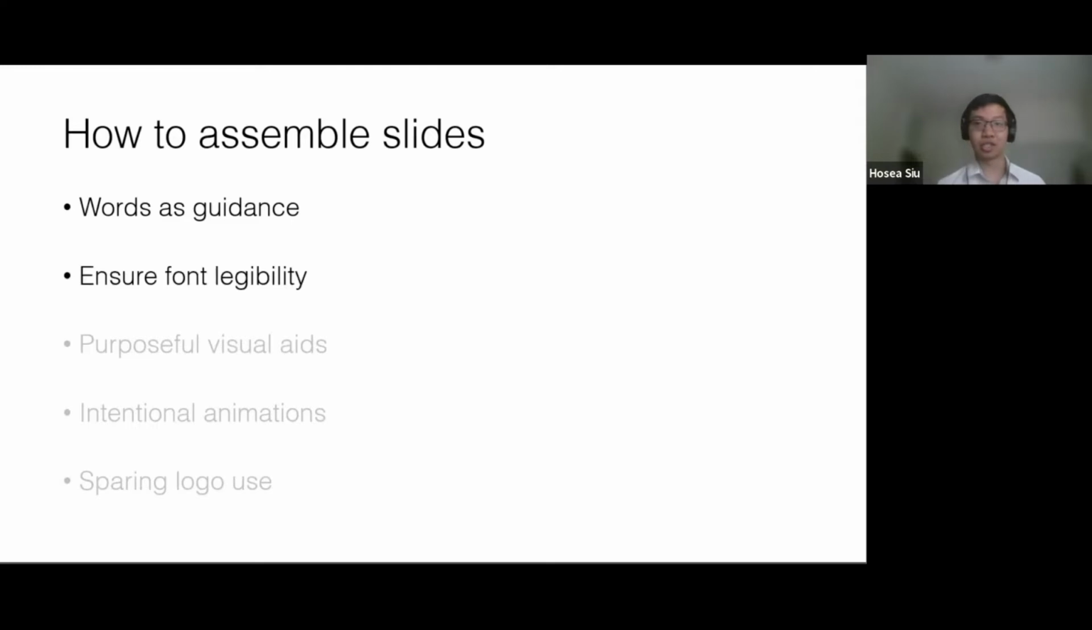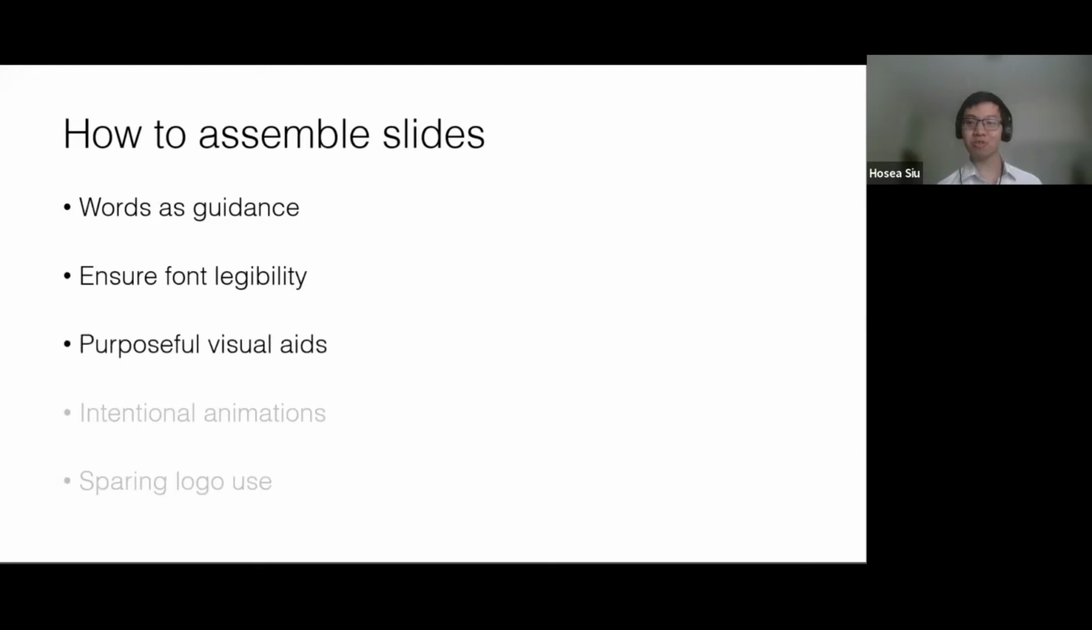Next, ensure font legibility. But also remember that not all text on a slide is meant to be read. Sometimes you're showing essentially pictures of documents. A warning against that is that although text may or may not be meant to be read, all text invites reading, so people will try to read it. So you should be careful when using very small text.